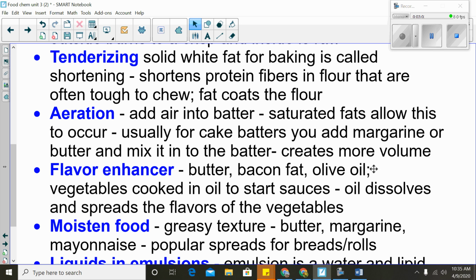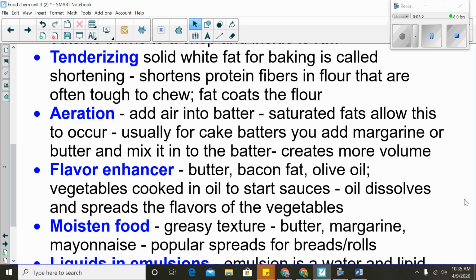Get it? Lipids are good for aeration. They will add air into a batter. Saturated fats allow this to occur. Usually for your cake batters, right? You'll add margarine or butter and mix it, like with an electric mixer, right into the batter. Why do you do this? It creates more volume or a fluffier cake.